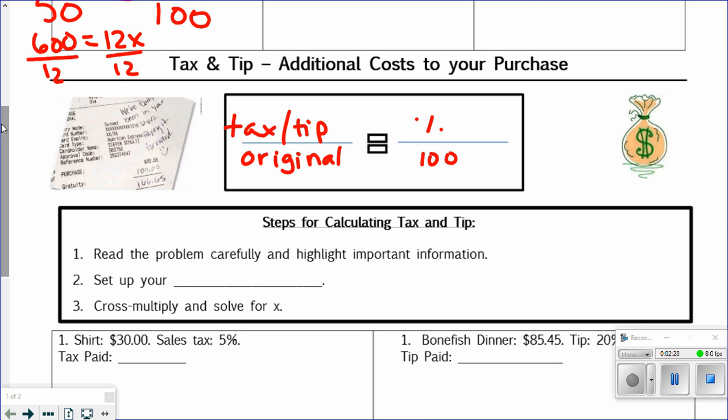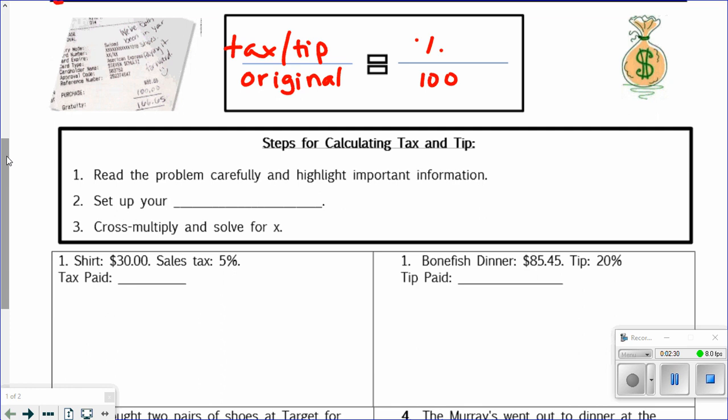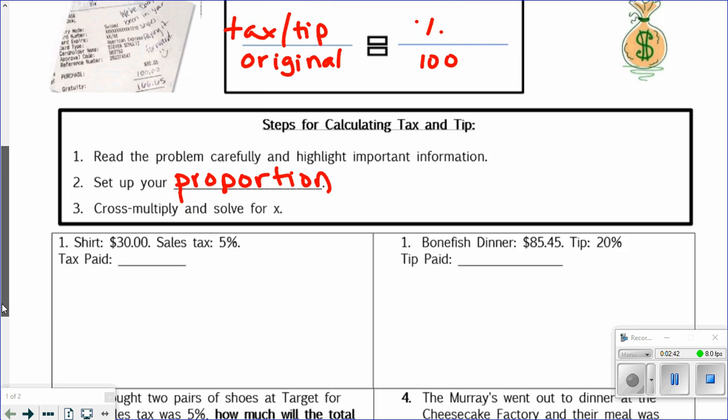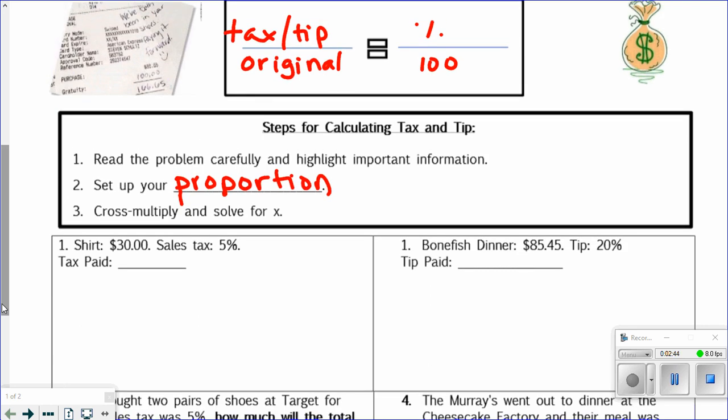So our steps for calculating tax and tip: we're going to read the problem carefully. We're going to highlight important information. We're going to set up our proportion. And then we're going to cross multiply to solve for x. Okay, so using the setup at the top, this tax or tip over original equals percent over 100, we're going to do the following problem.